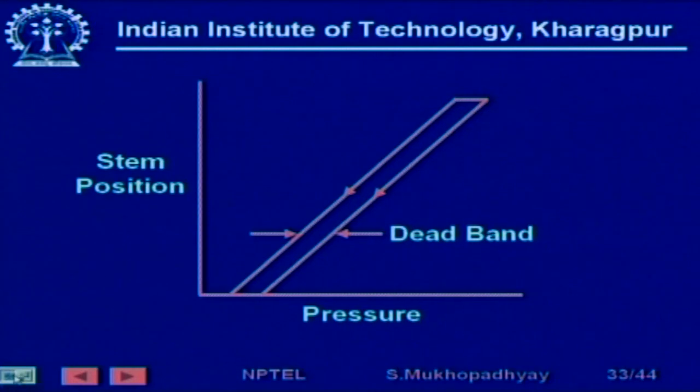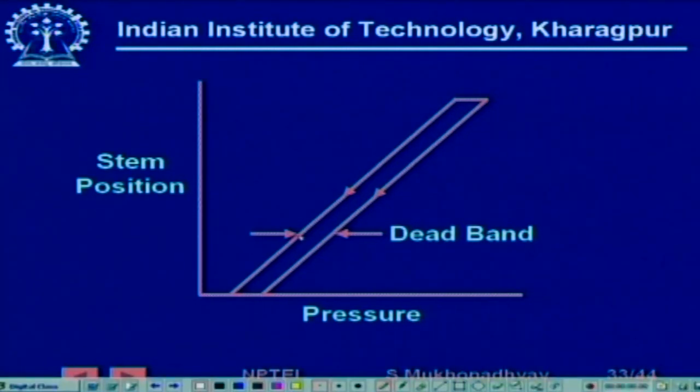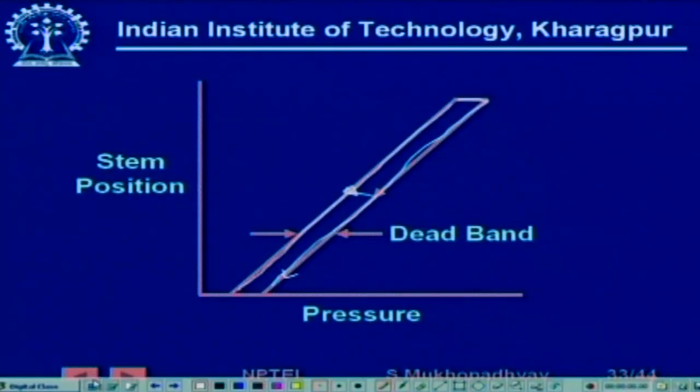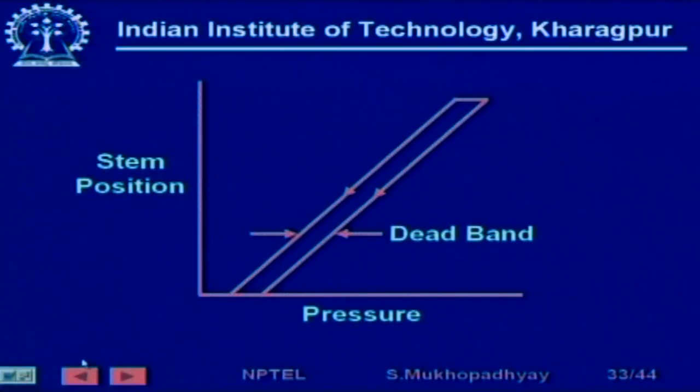Similarly, there may be hysteresis in the stem position due to various factors. When you are increasing the pressure, the stem position may actually follow this curve, and when you are decreasing the pressure, it may not follow exactly the same curve. Now, such dead bands, as we know from standard nonlinear control systems, often give rise to oscillations.